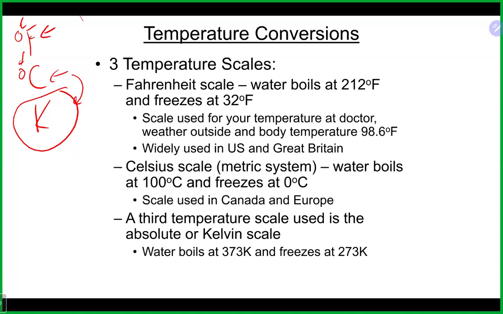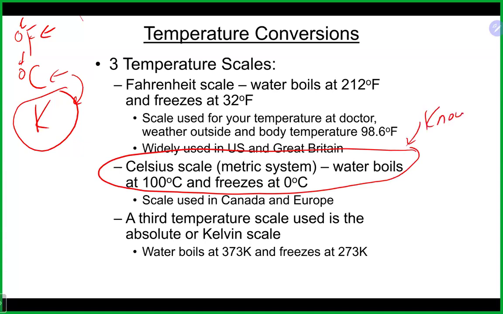Fahrenheit is the scale that we commonly use here to talk about the temperature outside or the temperature of our body. On the Fahrenheit scale, water boils at 212 degrees Fahrenheit and freezes at 32 degrees Fahrenheit. Celsius is more of a metric system unit for temperature. Water boils at 100 degrees Celsius and freezes at 0 degrees Celsius. That is definitely something you come across a lot that you should know. Those two temperature values for water really pop up a lot as we go through it.